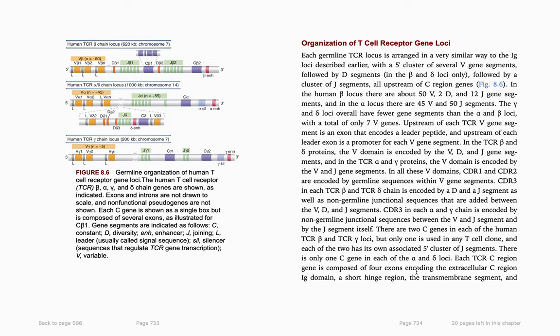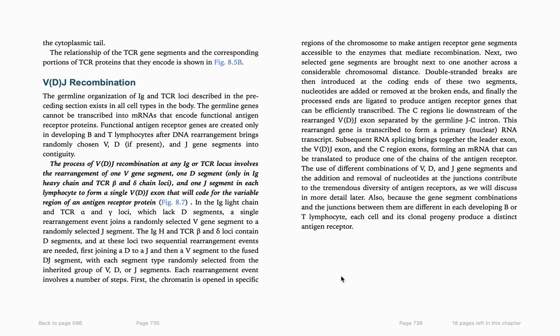a short hinge region, the transmembrane segment, and the cytoplasmic tail. The relationship of T cell receptor gene segments and the corresponding portions of T cell receptor protein that they encode is shown in figure 8.5b.